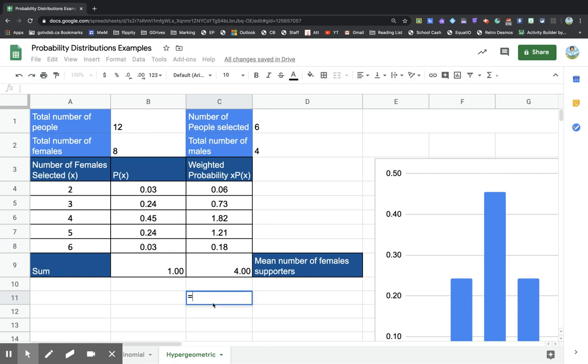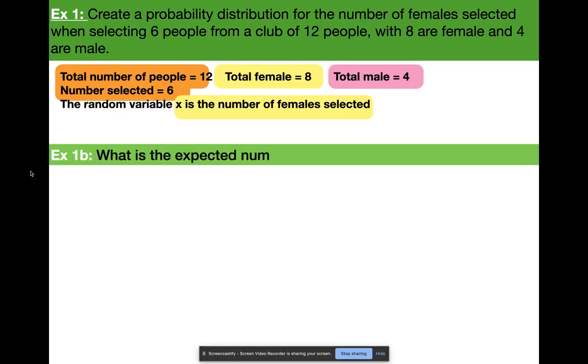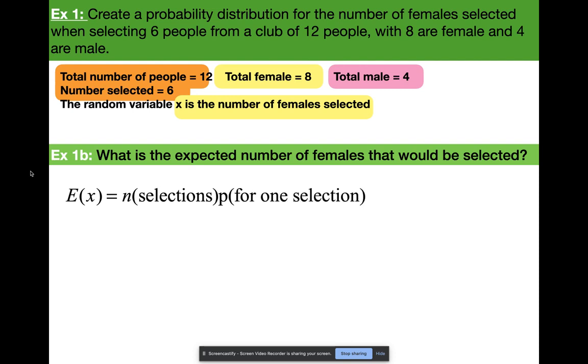The number of people I'm selecting is 6. So if this is the same idea as binomial, then I should be able to say 6 times the probability of selecting a female on one particular draw, or one selection, 8 divided by 12. That equals 4 as well. So there's a little bit of a faster way of doing it. All right, so just looking back to write down our solution for the expected number of females selected without using the chart and doing the x p of x method, which will work but just takes a little bit longer, we can use this formula now.